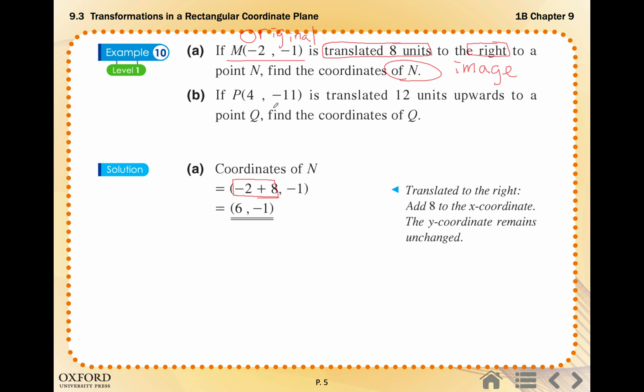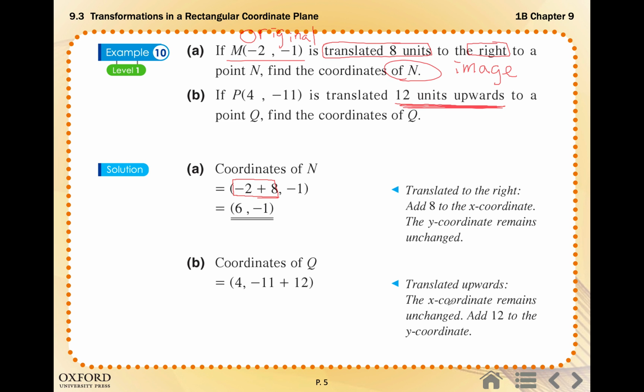Now P is the original point, which is translated 12 units upward. When it is going up, you know that you have to change the y coordinate and keep the x coordinate unchanged. Okay, the x coordinate remains unchanged, and then because it is going up, for the y coordinate you should add 12, and then you can write down the answer easily. I think this is just a simple idea about the translation.